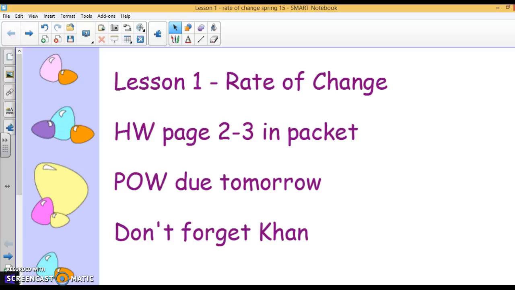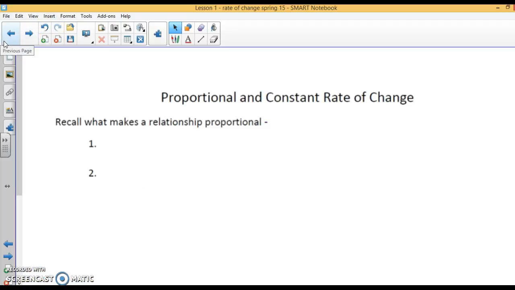This is the linear unit, the first lesson, rate of change. So linear unit part 1, first lesson. The homework that goes along with this is page 2 and 3 in the homework packet. All right, we are going to start by talking about relationships and rate of change.